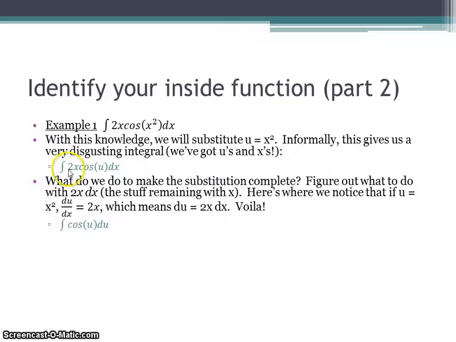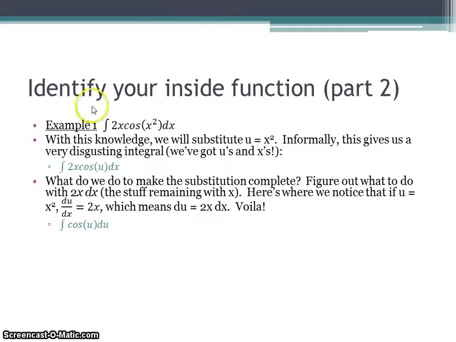In order to make all the u's match, we need to have something involving a du. That will complete our integral. Since u is equal to x squared, if we take the derivative with respect to x, we get du dx is equal to 2x. Moving that dx over to the other side, we've got du is equal to 2x dx. Notice now how we've taken care of everything. We can now write the whole integral in terms of u.